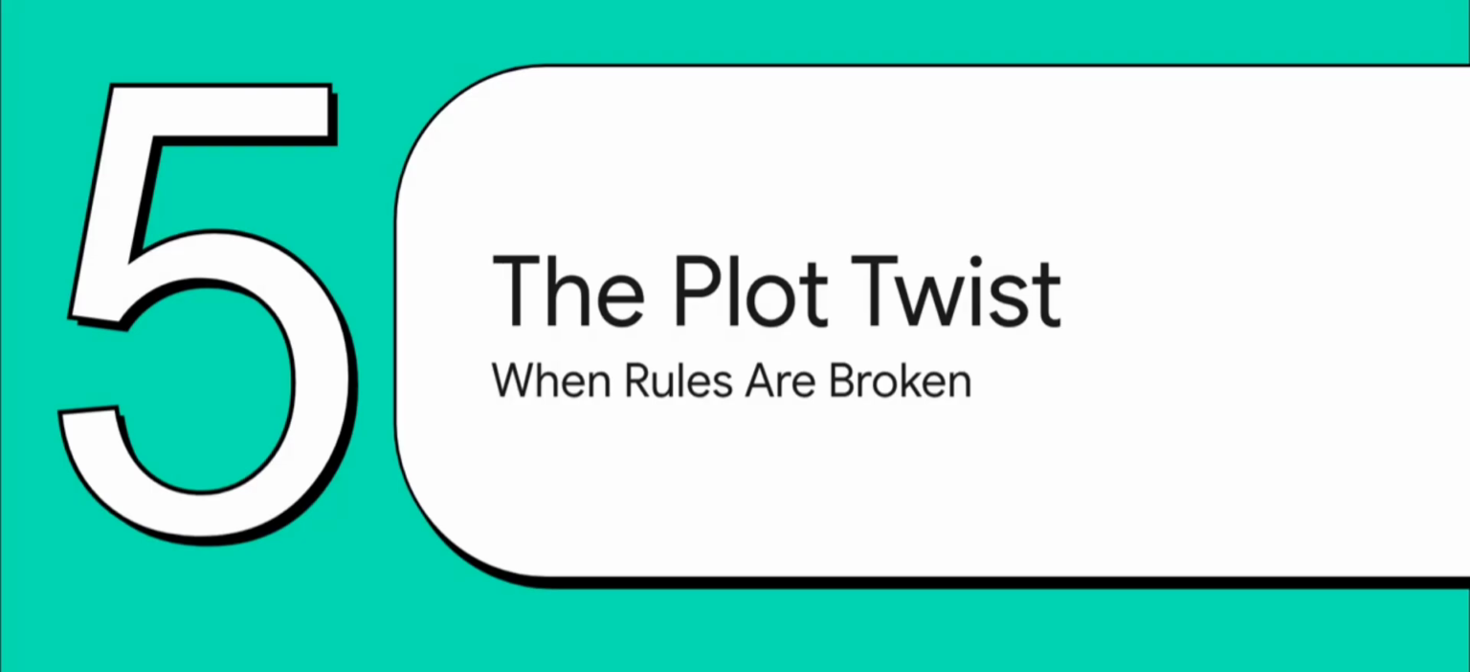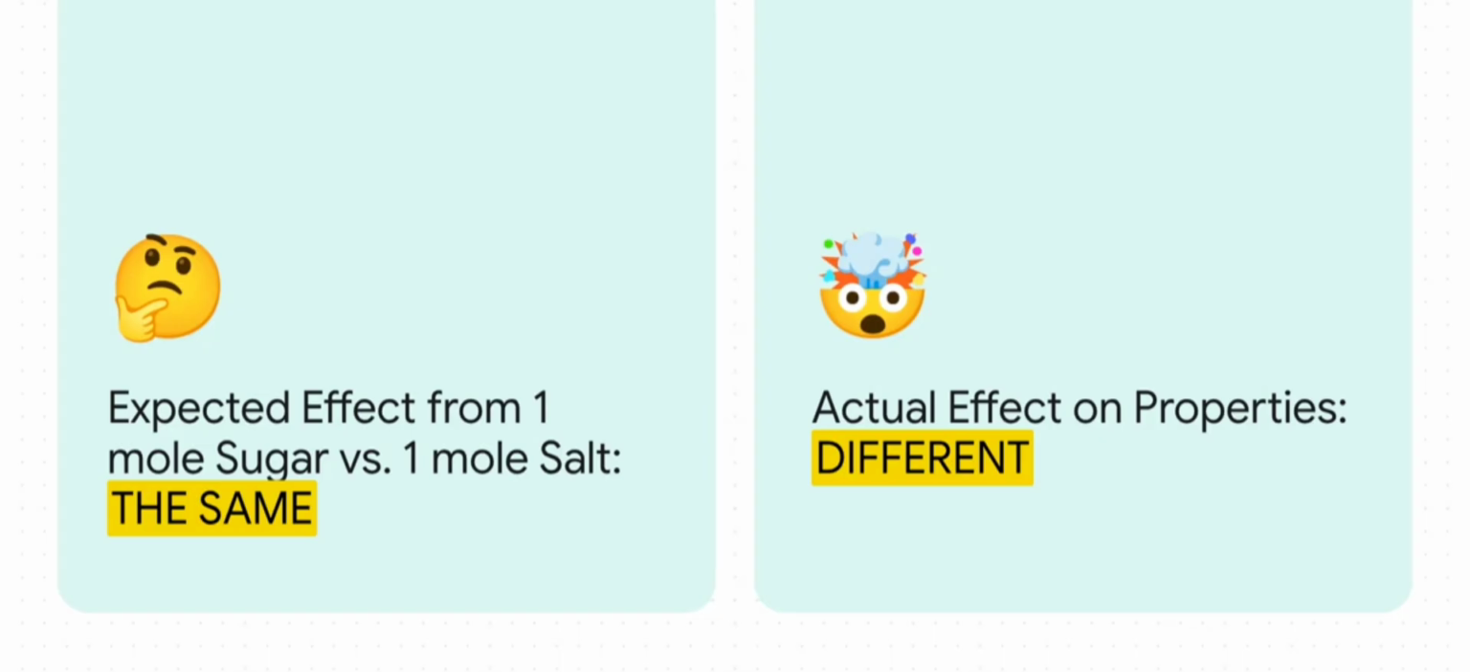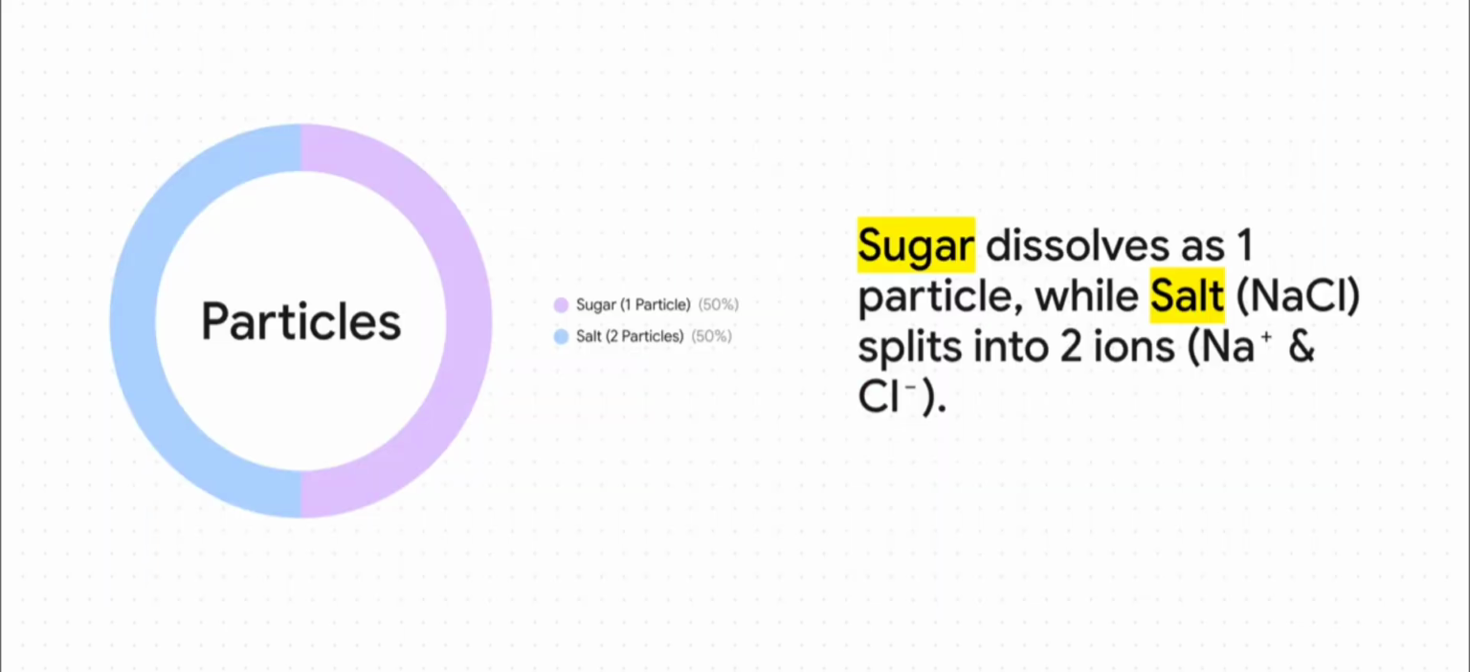So, these rules seem pretty straightforward, right? But what happens when our predictions based on these rules just fail? What happens when we think we know how big the crowd is, but the results just don't add up? Well, here's a great example. Let's say you dissolve 1 mole of sugar in water and 1 mole of table salt in the same amount of water. You'd expect them to have the same effect on those colligative properties, right? I mean, it's 1 mole of each. But in the real world, the salt has a way bigger impact. So why? The secret is in something called dissociation.